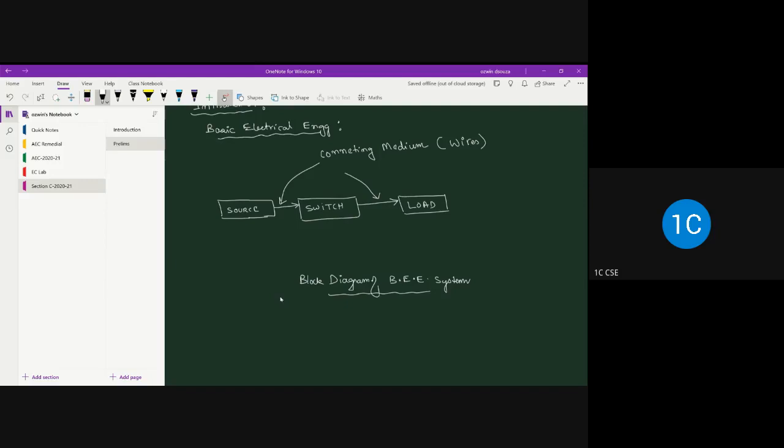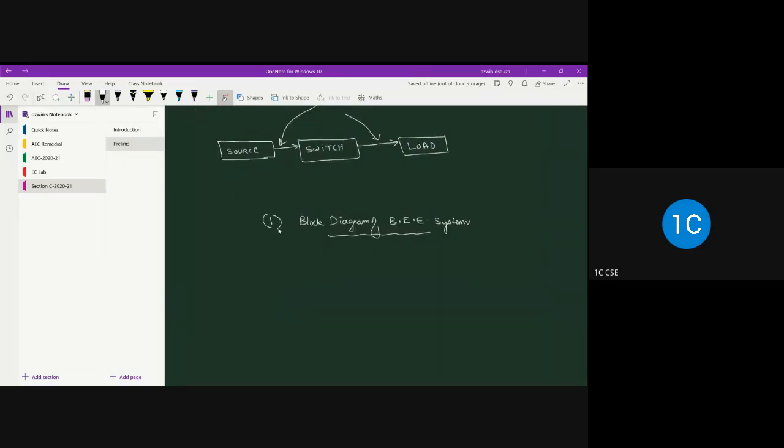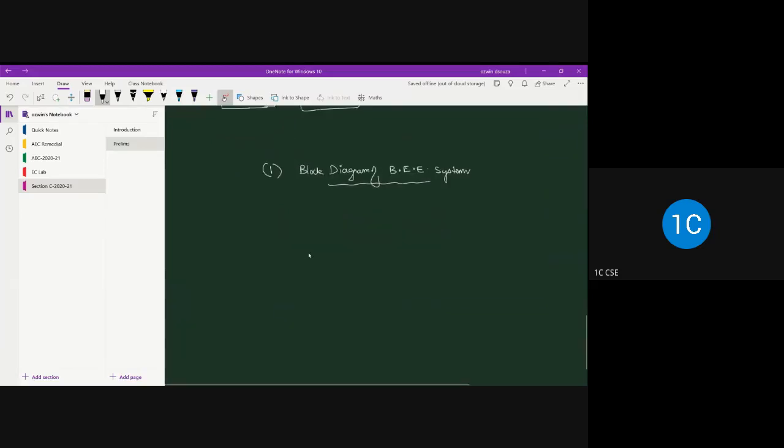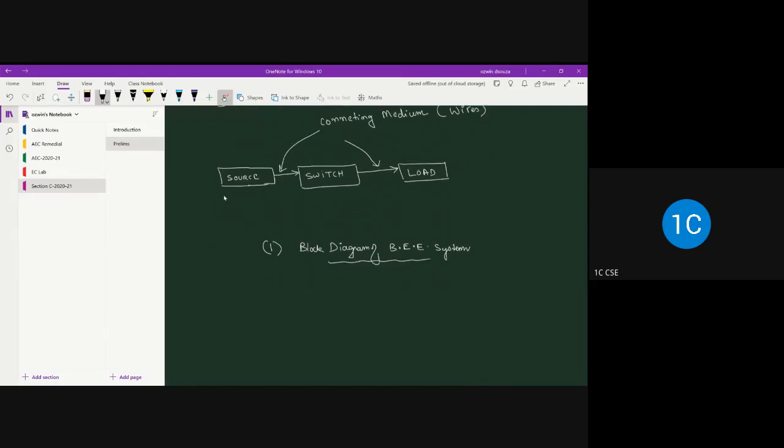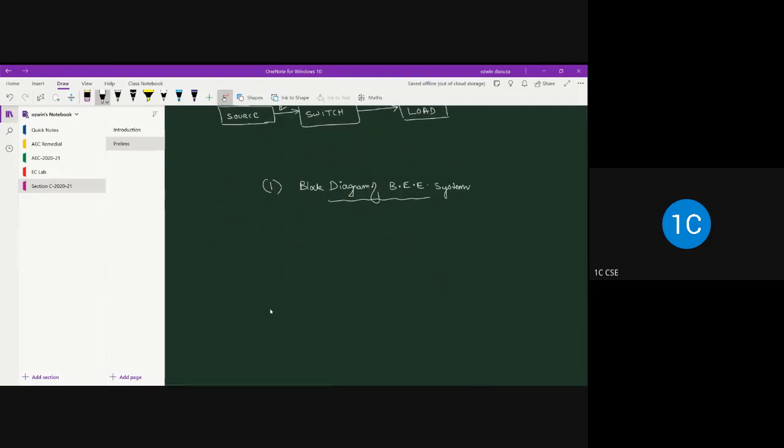Now, taking this block diagram, we can discuss what you mean by source, what you mean by switch, what you mean by load. In the level 1 explanation, we have proposed the basic block diagram. In the level 2 explanation, we can slightly raise the complexity and draw the engineering symbols for source, switch, as well as load. So in the second level of explanation, I will draw the circuit diagram of a basic electrical engineering system.